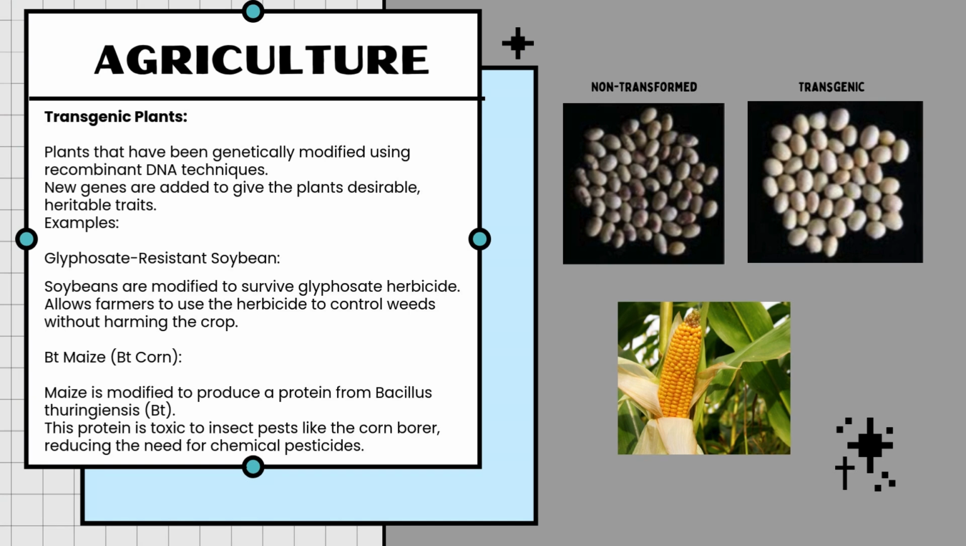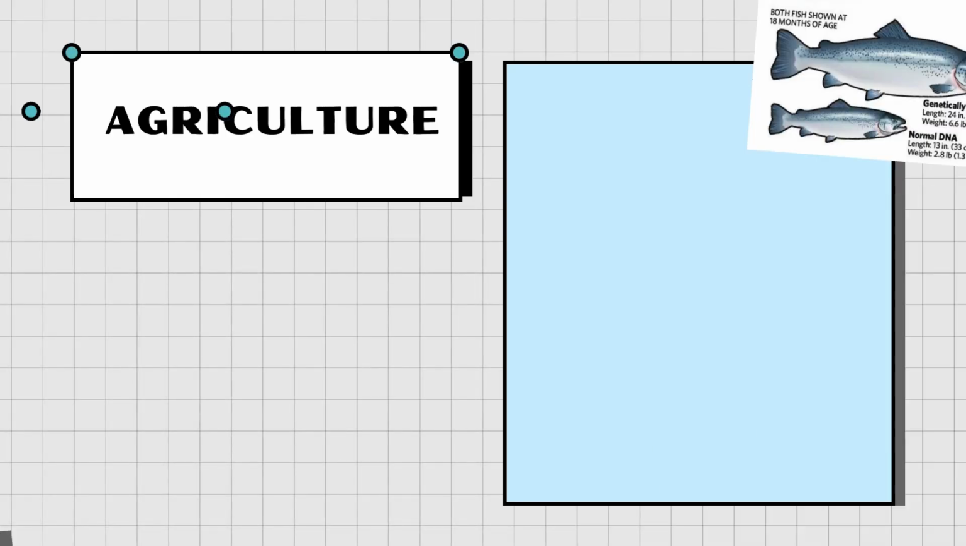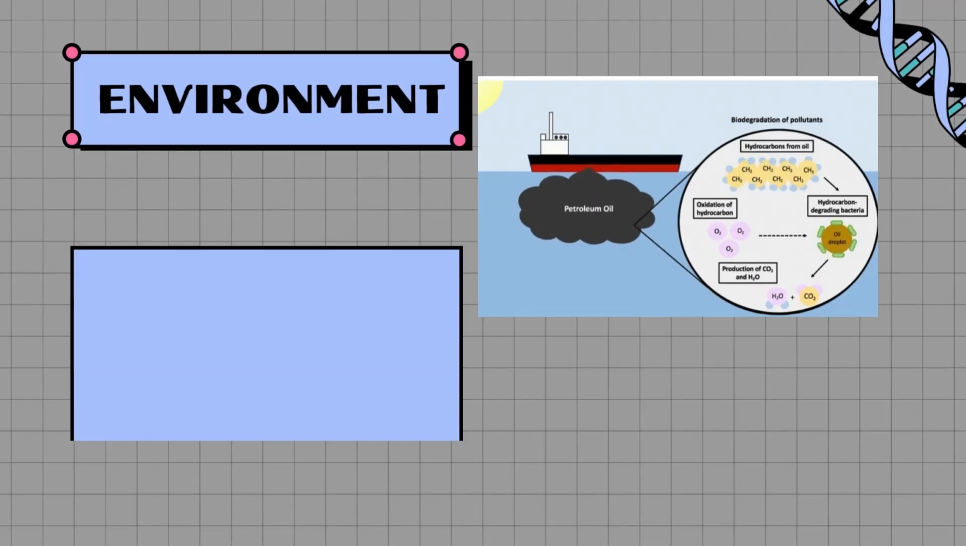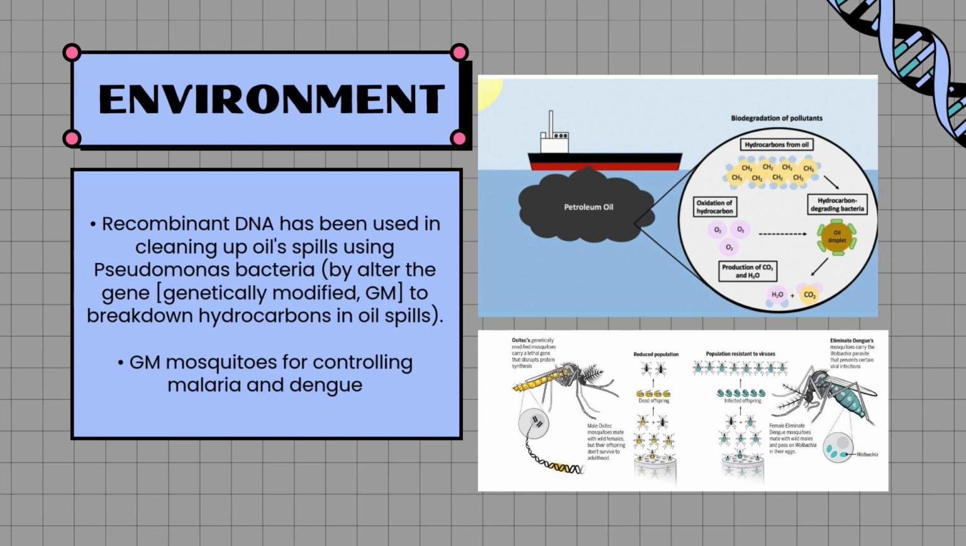First, in agriculture, GM plants like glyphosate-resistant soybeans survive herbicides, while Bt maize produces a protein that protects against pests. Second, transgenic animals like faster-growing salmon are engineered for better growth and disease resistance. At 18 months, genetically altered fish are 24 inches long and weigh 6.6 lbs, while normal fish are only 13 inches and 2.8 lbs. GM bacteria, like Pseudomonas, are used to clean oil spills by breaking down hydrocarbons. GM mosquitoes are also being developed to control malaria and dengue.